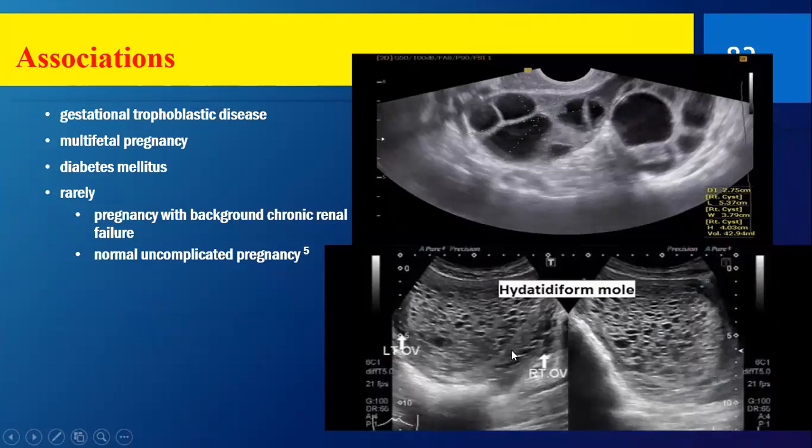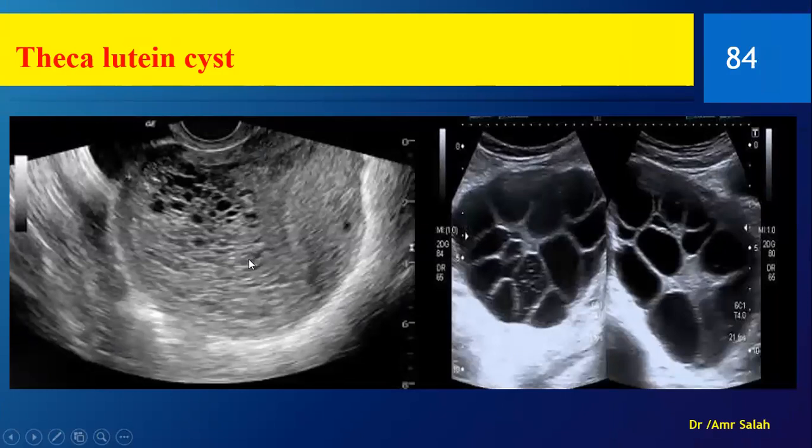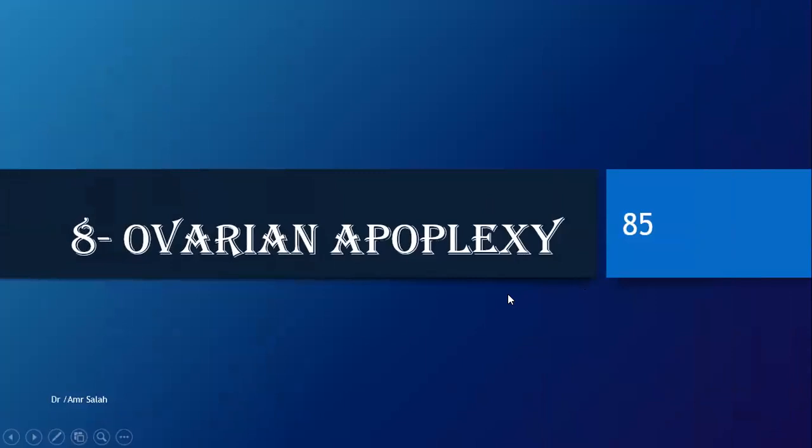This is the vesicular mole in her uterus. Again, the vesicular mole in the uterus, and this is how her ovaries would look, as if they are under the effect of induction drugs. Okay, so now we have finished the multiple follicles appearance in the ovary.